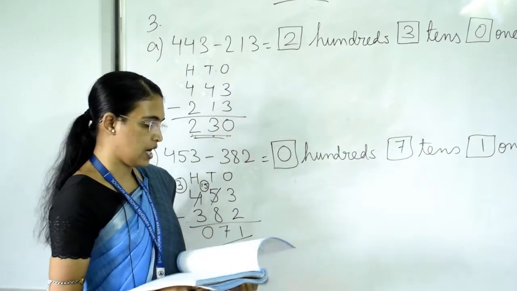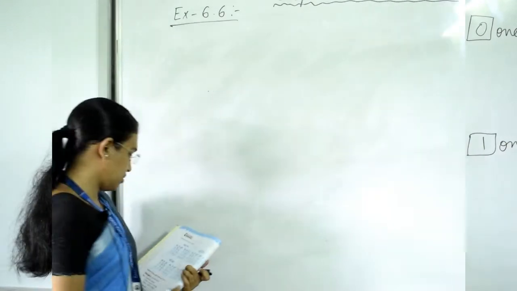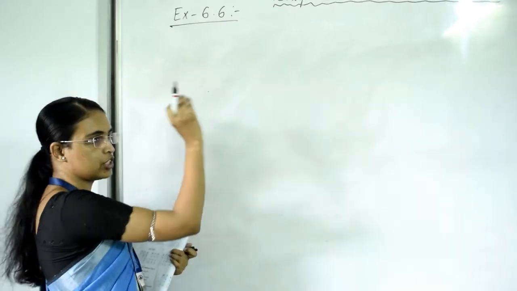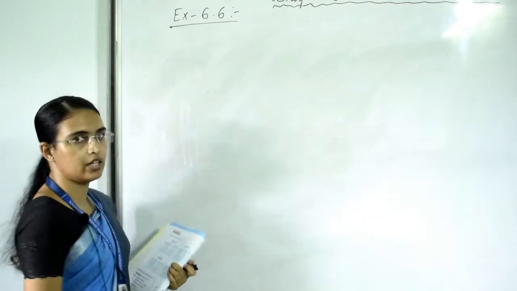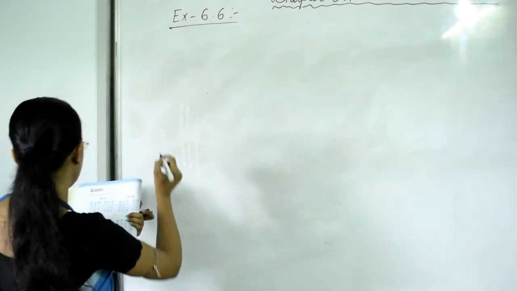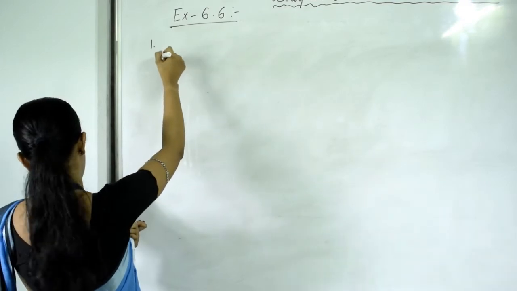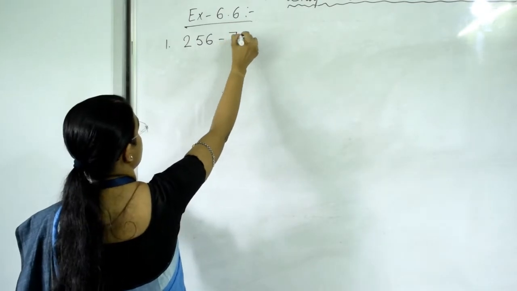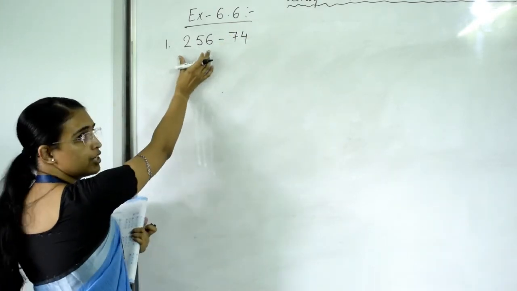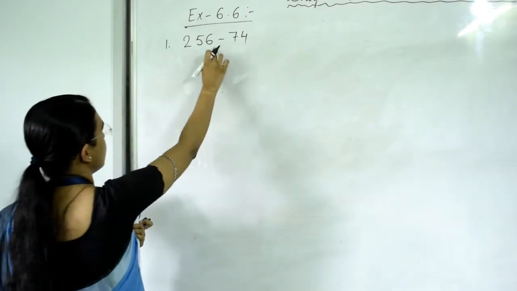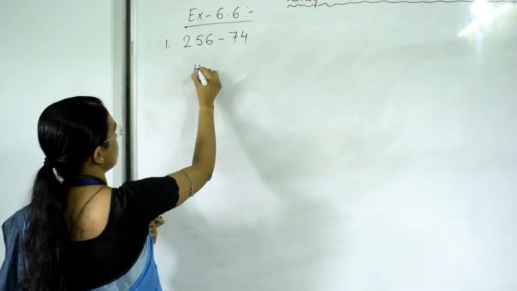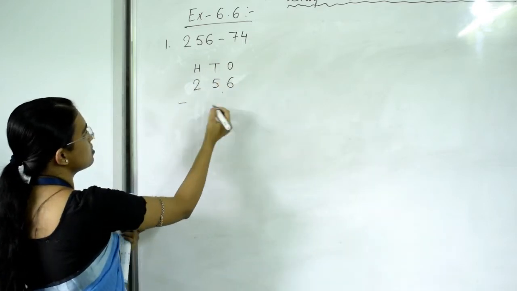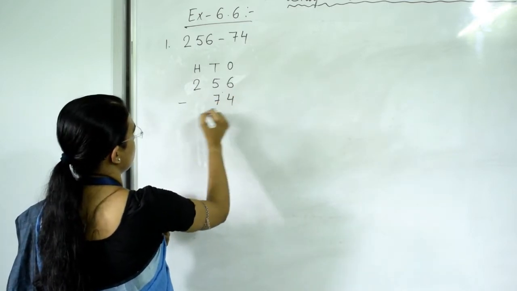Now we will do exercise 6.6. The first question is subtract and check by addition. First we will do the subtraction, then we will check with the help of addition whether the answer is correct or not. So our first question is 256 minus 74. Here we have a 3-digit number and here a 2-digit number, so write the 3-digit number at the top: 256 minus 74.